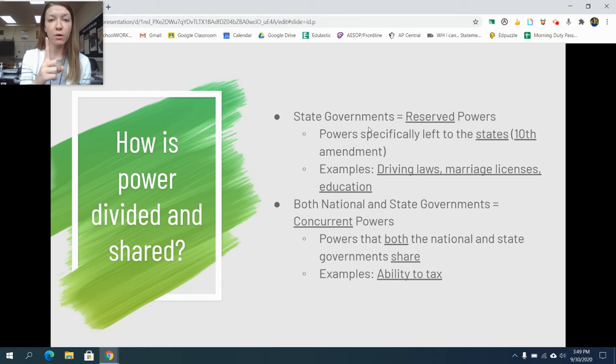Both the national government, right, you pay federal taxes. You also pay state taxes. And depending on where you work, you might also pay City of Cincinnati taxes. So all of the governments, no matter how you divide up the power, have the ability to collect taxes from citizens.